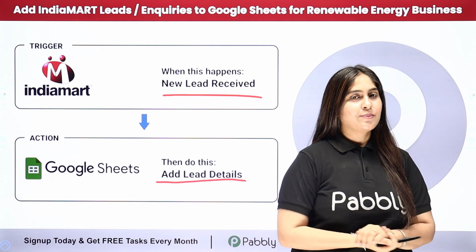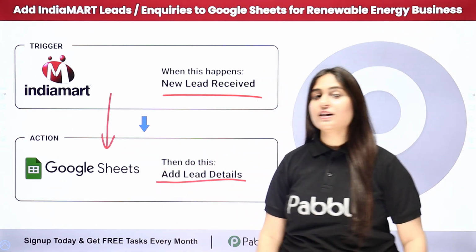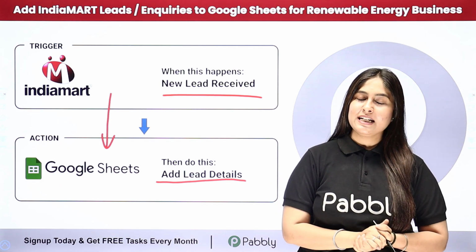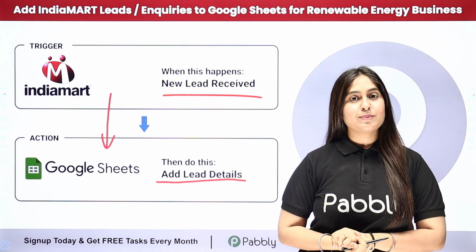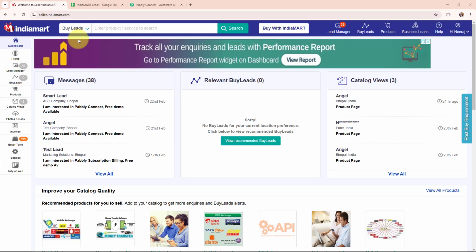So to automate the entire process, I need to connect my IndiaMART with my Google Sheets using an automation software named Pabbly Connect. To see the working of this automation and to learn this process step by step, let me take you to my screen. Welcome to my screen.